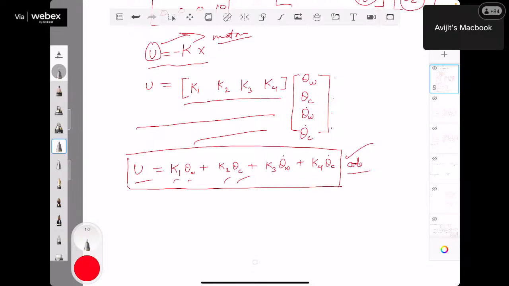So moving on to hardware. We have so far understood what are two different methods of controller implementation. One is PID, one is LQR. In PID, we don't immediately need to calculate the state space matrix of the system.